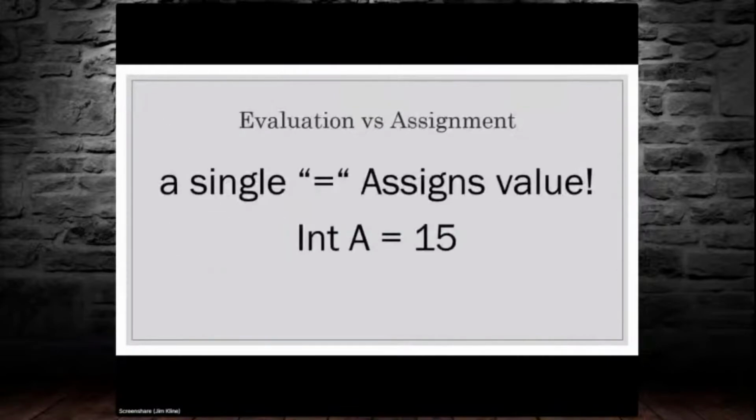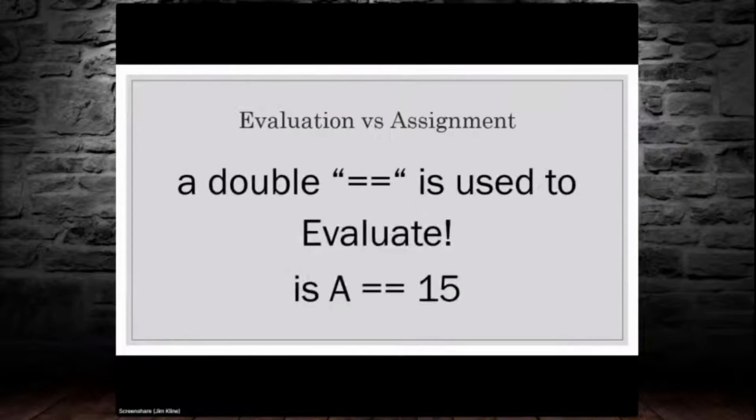Another important point when you're looking at writing code is that a single equal sign assigns a value. The variable on the left side of the equal sign will be assigned the integer value 15. The variable a will then contain the value 15 until a different value is assigned to it or power is removed. A double equal sign is used to evaluate or test.